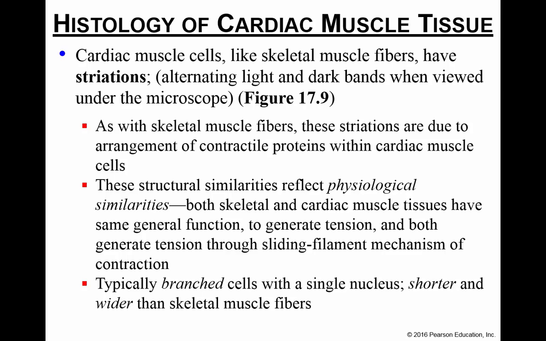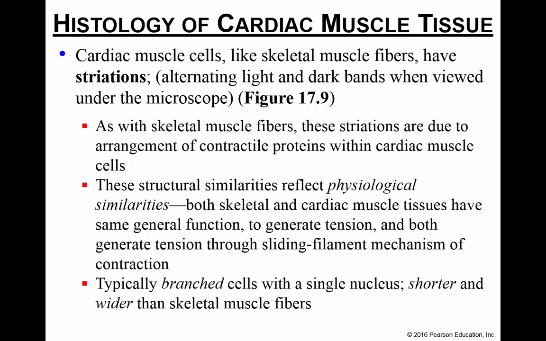The cardiac muscle cells, as we learned back in the tissues unit in chapter 4 of 201, they have striations. They have the alternating light and dark bands, and that's because of the way the contractile proteins are arranged, and that's a characteristic they share with skeletal muscle cells.